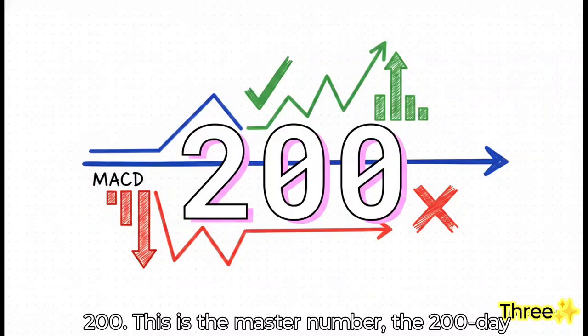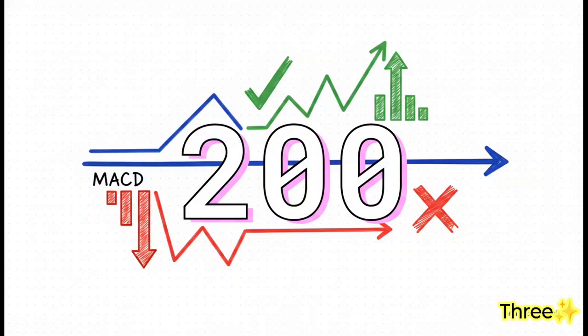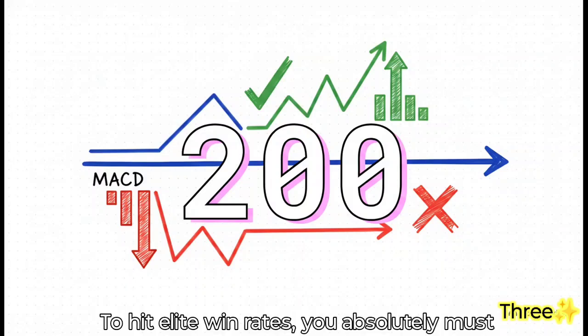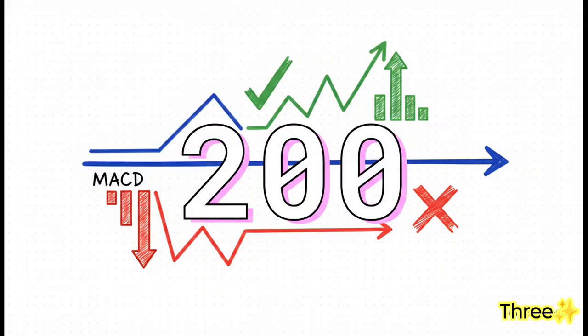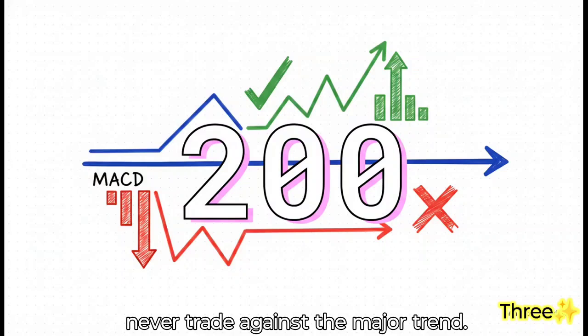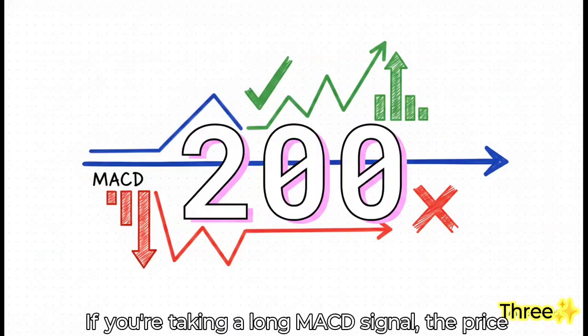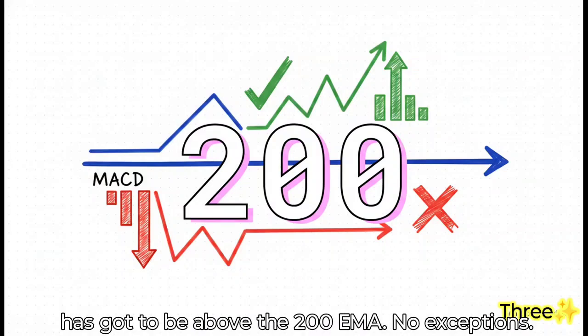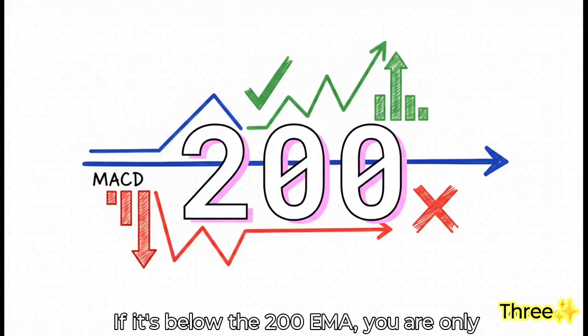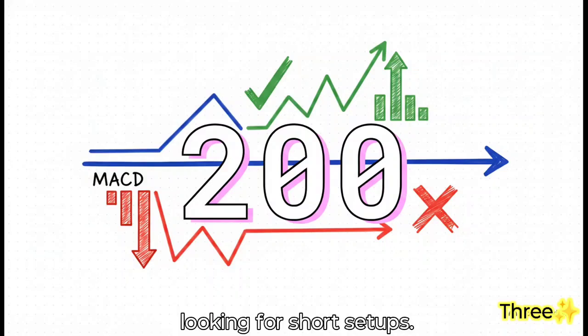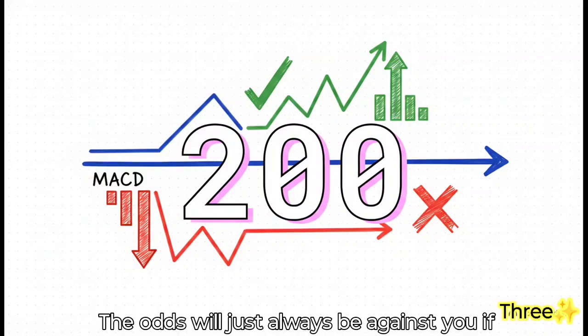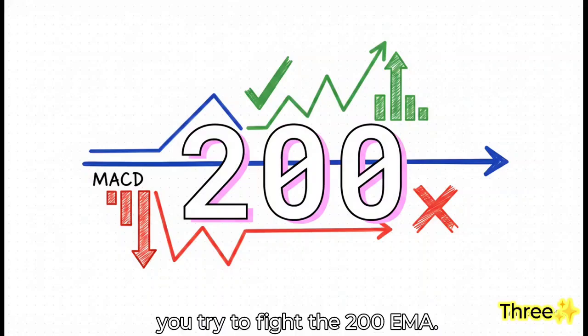200. This is the master number, the 200-day exponential moving average. To hit elite win rates, you absolutely must never trade against the major trend. If you're taking a long MACD signal, the price has got to be above the 200 EMA, no exceptions. If it's below the 200 EMA, you are only looking for short setups. The odds will just always be against you if you try to fight the 200 EMA.